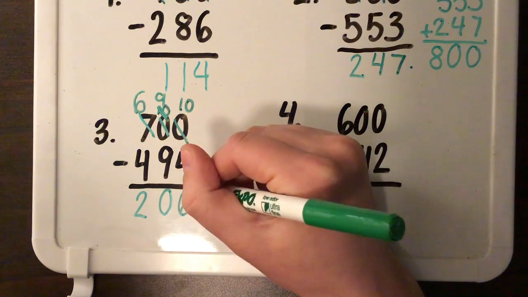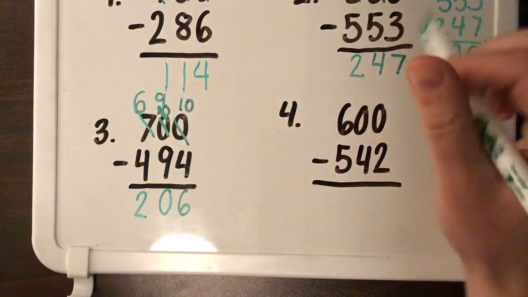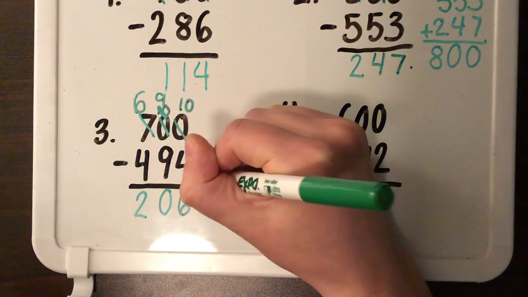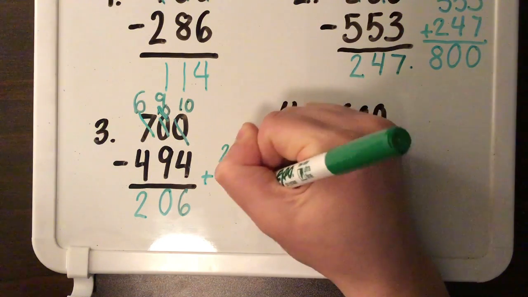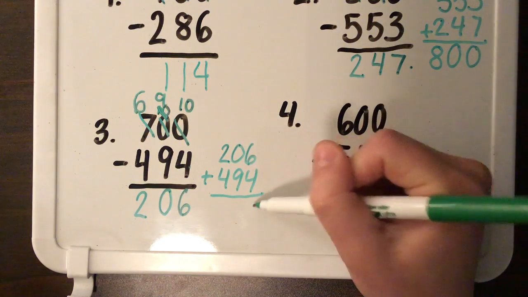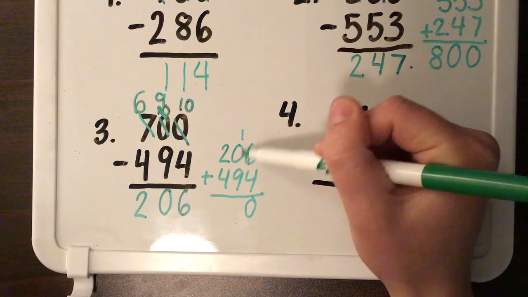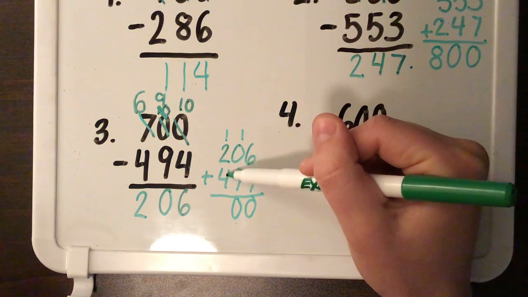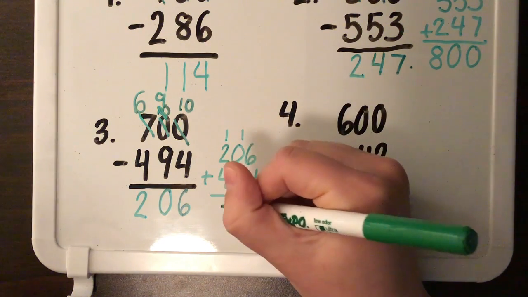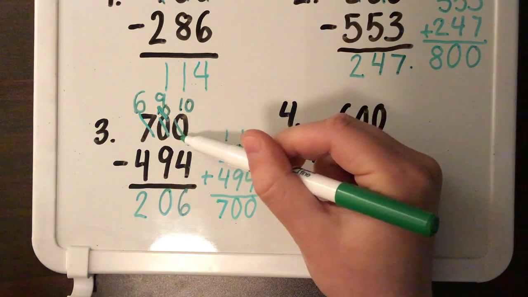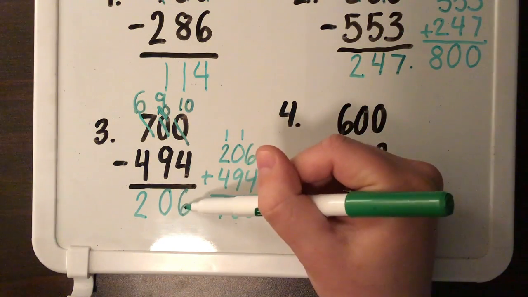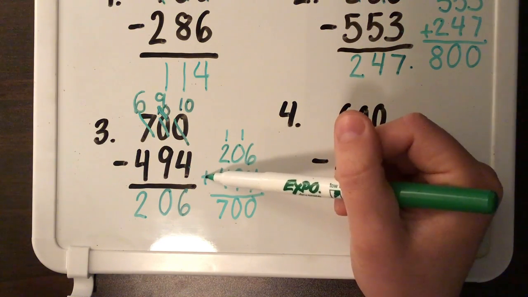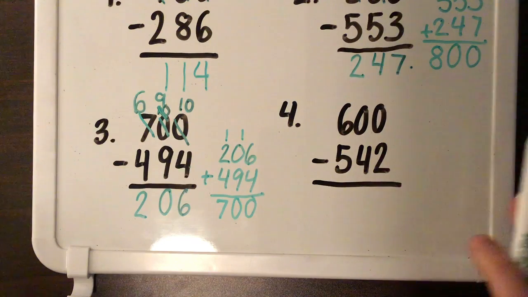Now if I wanted to check that work to make sure I got 700, I'm going to take my two smaller numbers, 494 and 206, and add them together. Okay. 6 and 4 give me a 10. 1 and 9 give me another 10. 2 plus 4 is 6, plus another 1 is 7. So my answer is 700. My top number up here was 700, so that means that I got the right answer down here. You always do the opposite operation, addition, to check your subtraction.